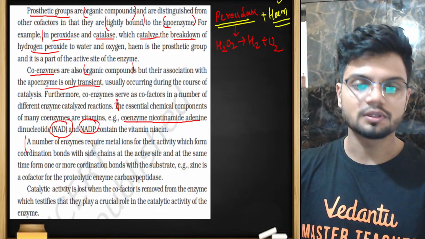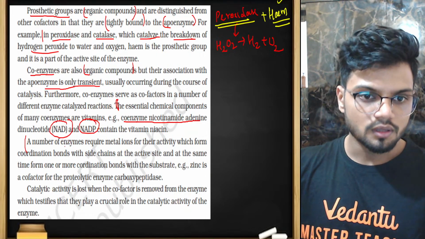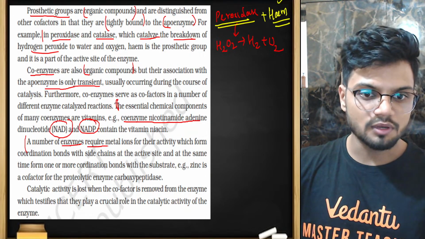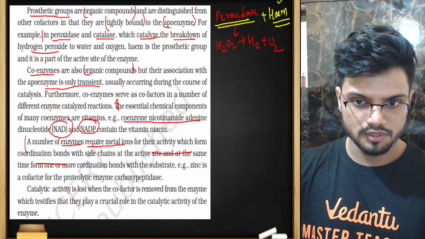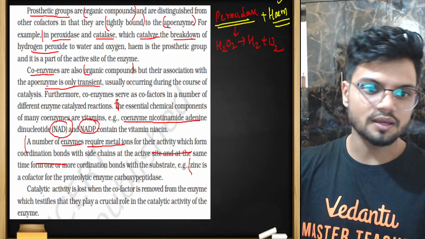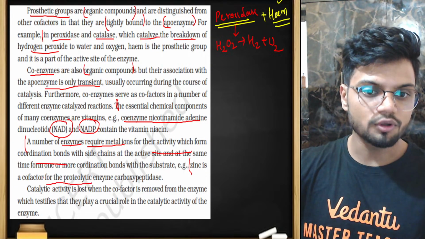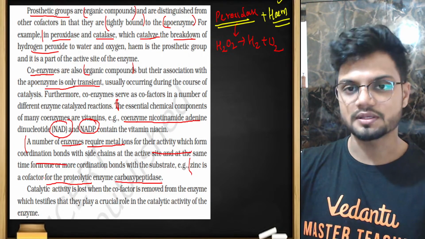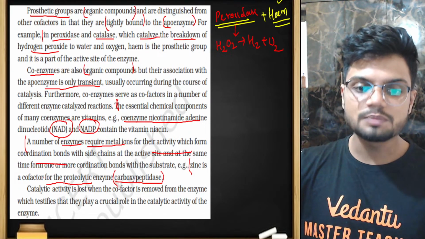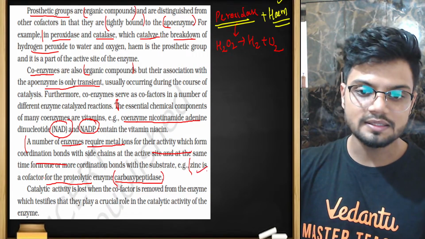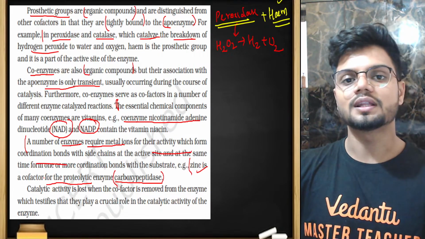Last one is metal ion. Again, enzymes require metal ion for activity, forming coordination bonds. Example is here. See, zinc is the cofactor for the proteolytic enzyme carboxypeptidase. This is the apoenzyme. If carboxypeptidase has to work really well, it needs the zinc. If there is no zinc, nothing will happen.